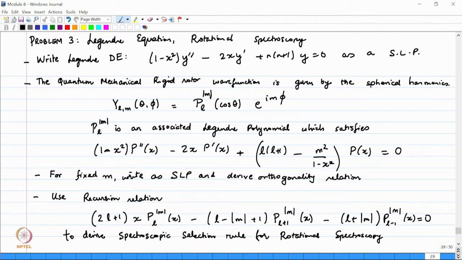And in the last term I have l minus 1, and you use this to derive the spectroscopic selection rule for rotational spectroscopy. Now you can see that the last part will be exactly the same as we did for the vibrational spectroscopy. So let us first write the Legendre differential equation as a Sturm-Liouville problem.